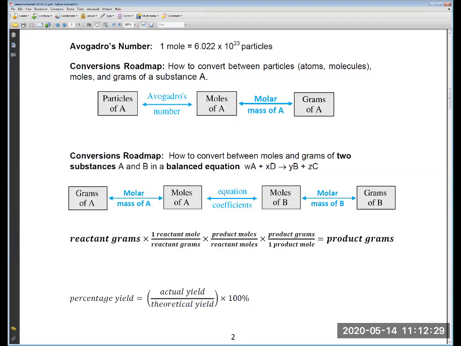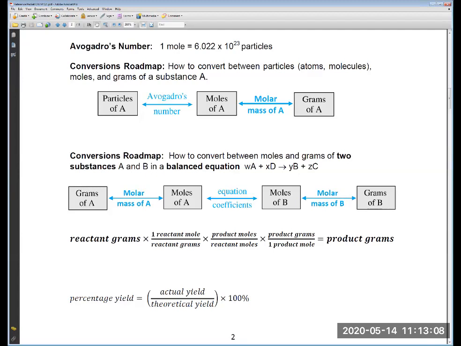So, for example, W here is a coefficient, WA plus XD, so X is the coefficient, D is the reactant formula. Give YB, so B is a product, plus ZC, and C is another product. So you have to have a chemical equation when you're using this roadmap, because you're changing moles of A to moles of B, for example, here. When you are doing this, you need the equation coefficient given with the equation.